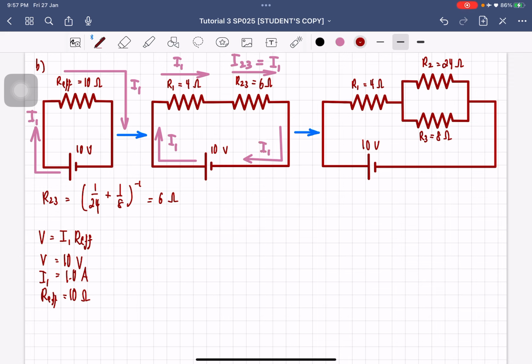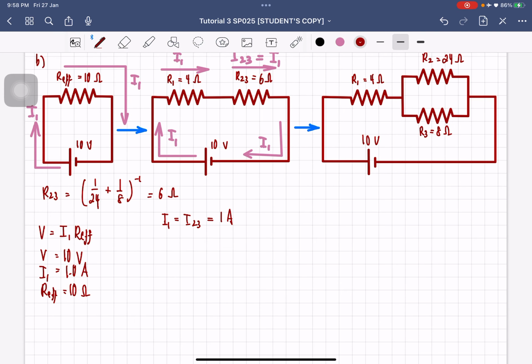Okay, so what do you need to know? For a series circuit, the current flowing through the circuit will be equal. So this is going to be equal to 1 ampere. Okay, then what do we know about the voltage? The voltage for a series circuit is not equal. The total voltage across the circuit will be the addition of the voltage across resistor 1 plus resistors 2 and 3. Okay, so that is what we know.